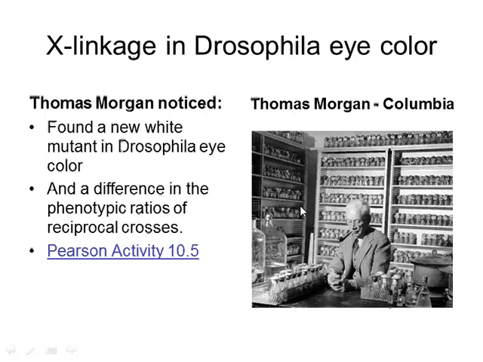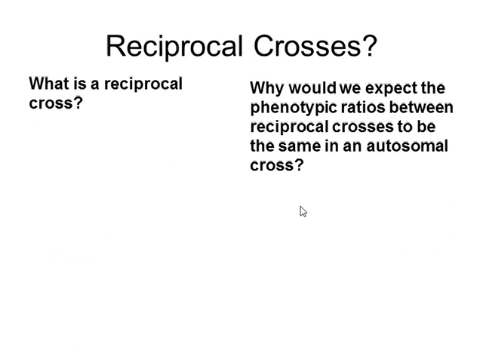So let's pause for a minute and answer the question in italics. What is a reciprocal cross, and why would we expect phenotype ratios between reciprocal crosses on autosomal traits to be the same? Go ahead and give that a shot and pause me.